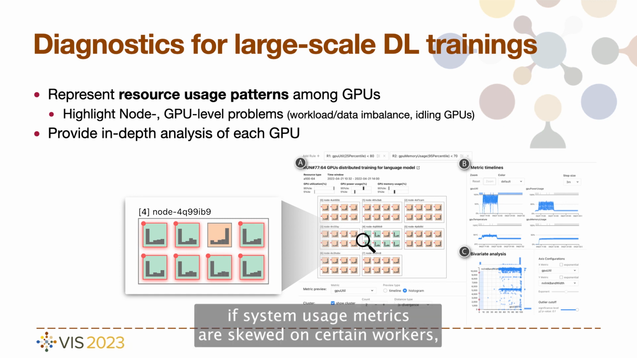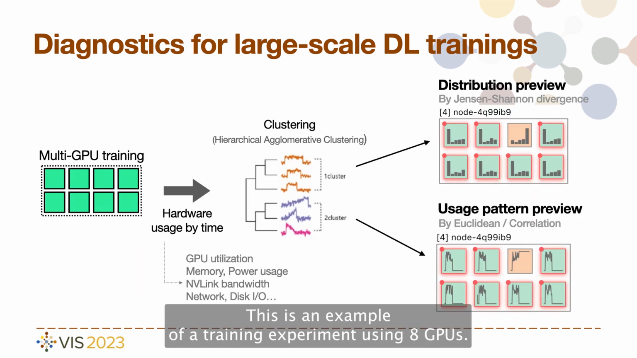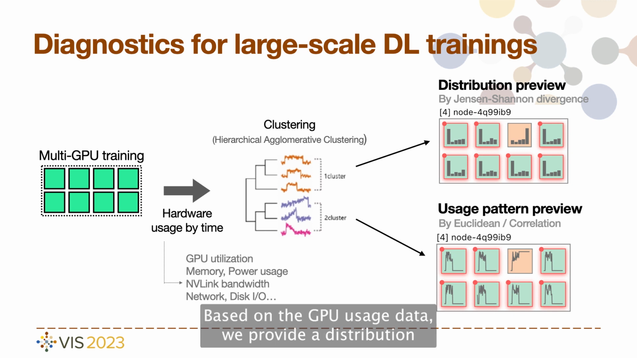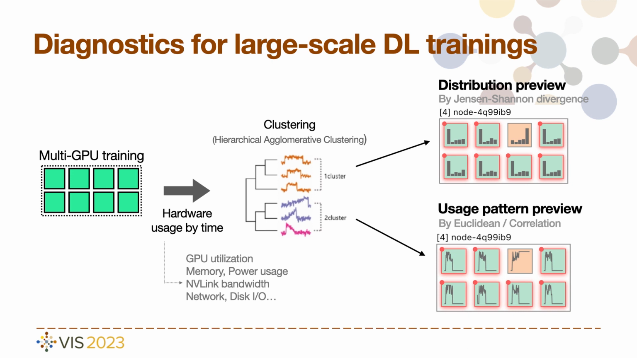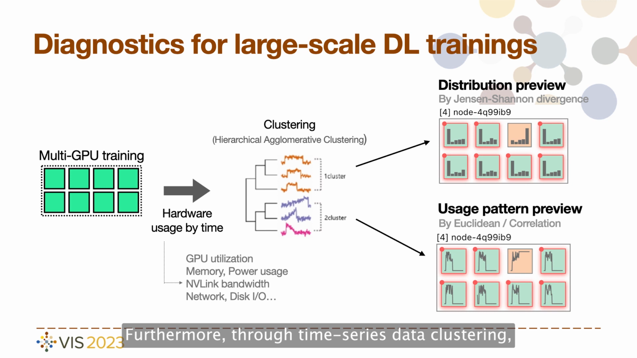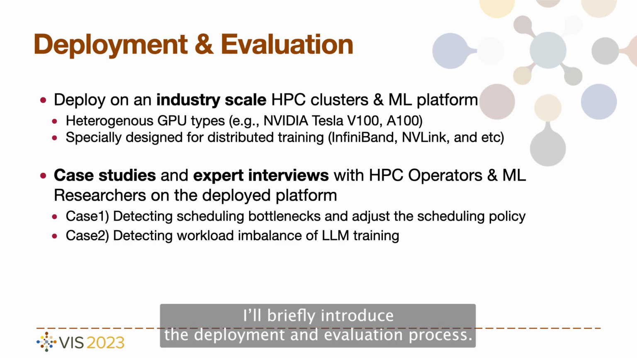To quickly determine if system usage metrics are skewed on certain workers, we represented each GPU's usage pattern using small multiples. This is an example of a training experiment using 8 GPUs. Based on the GPU usage data, we provide a distribution preview to show whether resources have been used evenly from the past. Additionally, we offer a usage pattern preview to display changes over time. Furthermore, through time series data clustering, we aim to assist in detecting additional issues like workload imbalance by highlighting GPU groups with similar patterns.